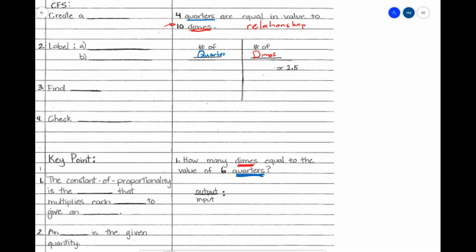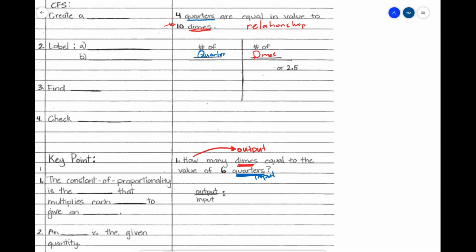Let's think about this. This is actually similar to the last lesson that we did when we were looking at unit scale factors. We need to find out how many dimes equal the value of 6 quarters. Whatever we want to find out is going to be our output. That's my output because it says how many dimes. The question is about the number of dimes, equal to what? The number of quarters. So how many dimes out of 6 quarters? Whatever is given to you, that's called the input.